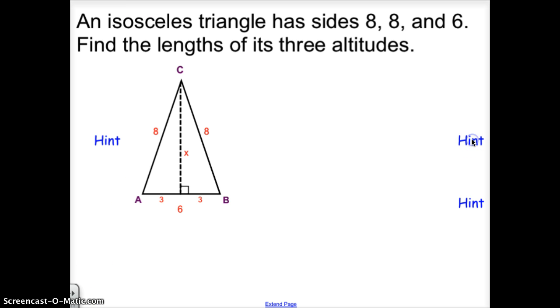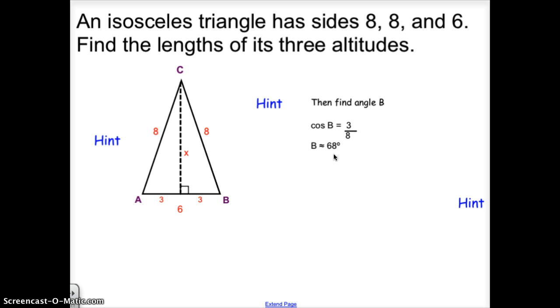In this case, it would be x or a, and therefore we could find the cosine of angle B is equal to the adjacent over the hypotenuse, 3 over 8. Therefore, the angle related to the ratio of 3/8 is 68 degrees. Therefore, angle B as well as angle A is 68 degrees.